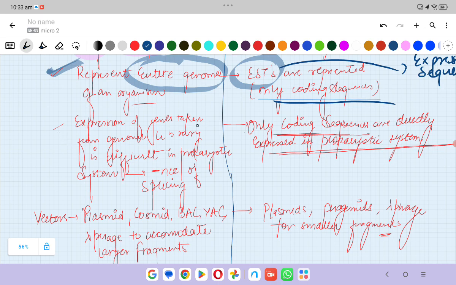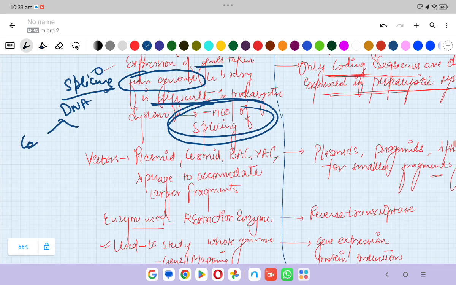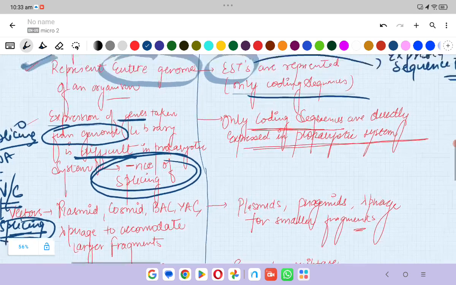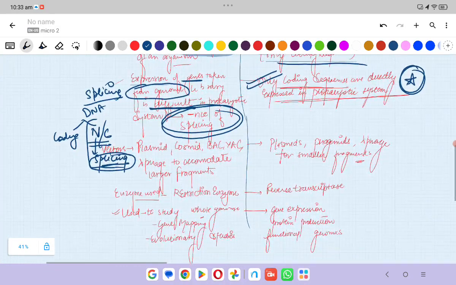Now in this, the expression of a particular gene from the genomic library is very difficult because there is no splicing. Like the proper whole DNA we have, it has two parts, coding as well as non-coding sequences. When these non-coding sequences are removed, the process is known as splicing. Only coding sequences are directly expressed in the prokaryotic system because splicing occurs in the eukaryotes.